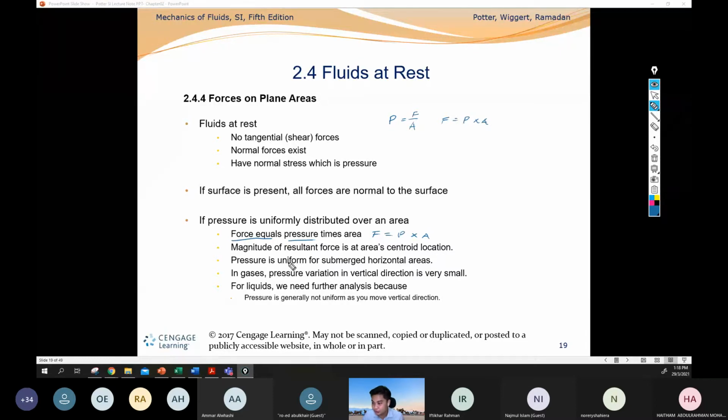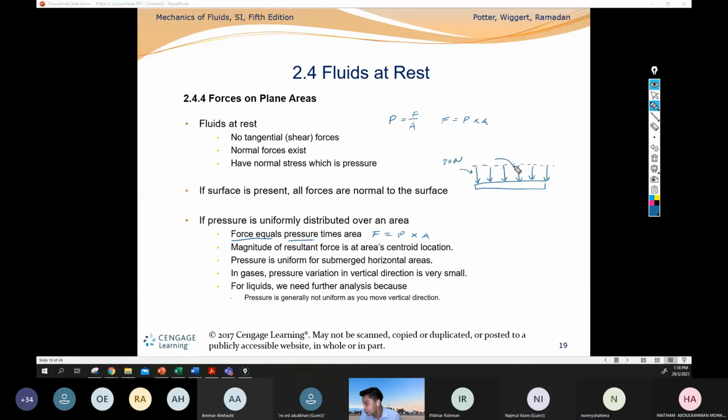And number 3, pressure is uniform for submerged horizontal area. For example, we have the vertical plane. The forces will have the uniform distribution. What does uniform distribution mean? Will have the same length, that means the same magnitude. For example, this is 30 Newton. This is also 30 Newton, 30 Newton. That is what it means. The pressure is uniform for submerged horizontal area.